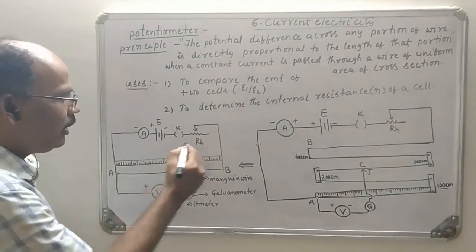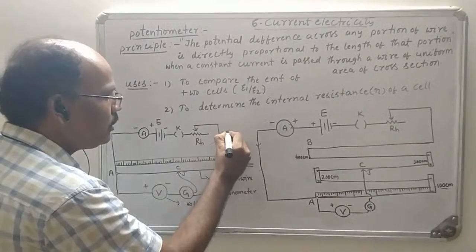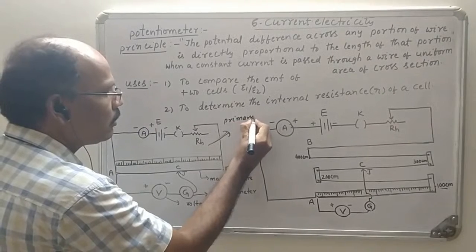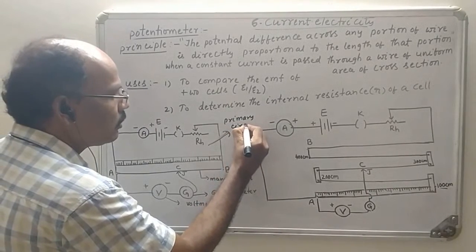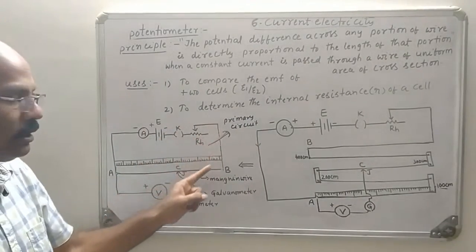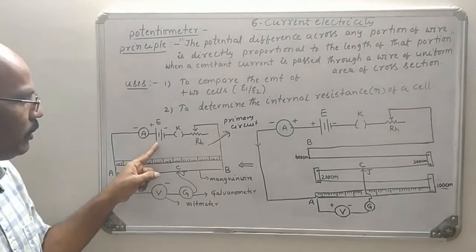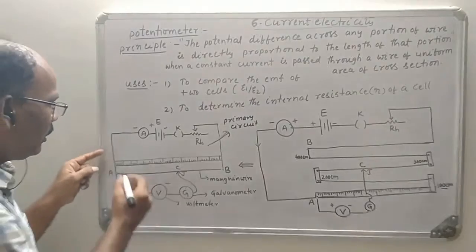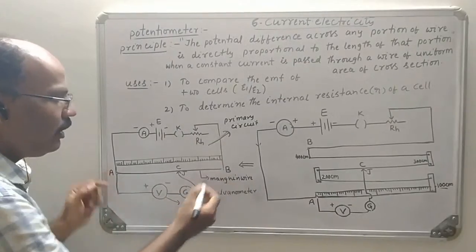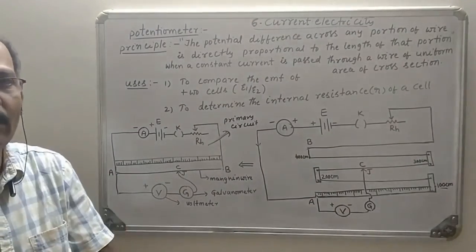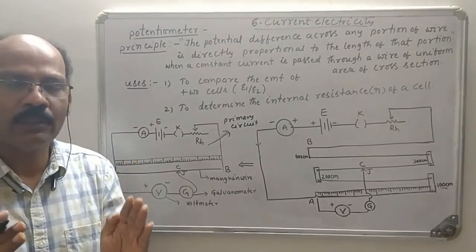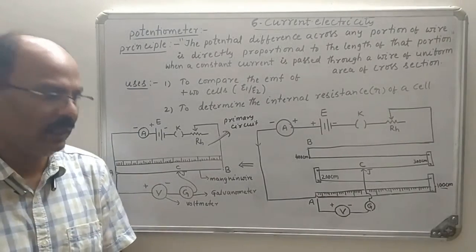So this circuit is called the primary circuit. The primary circuit consists of an ammeter, battery of EMF E, plug key, and rheostat in series with the manganin wire, between the two points A and B of the manganin wire, which are fixed on the wooden board, along with a meter scale to measure the balancing length of that particular portion of the given potentiometer wire.